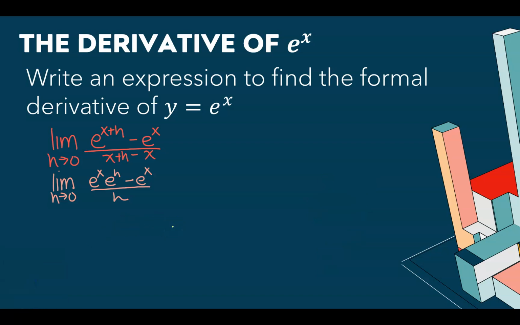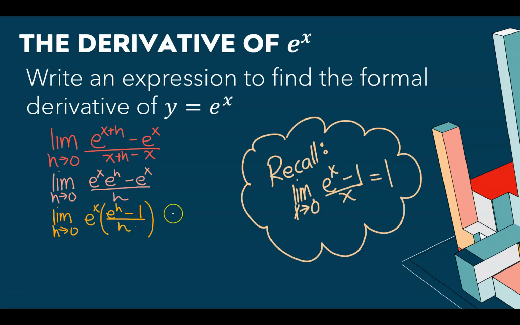And so now hopefully you can see, we can factor out an e to the x, and we'd be left with e to the h minus 1 over h. And that's actually a limit that we evaluated earlier. Earlier we said the limit as x goes to 0 of e to the x minus 1 over x is 1. And so the limit as h goes to 0 of e to the h minus 1 over h is also 1. And so there's your little proof of how to find the derivative of e to the x.